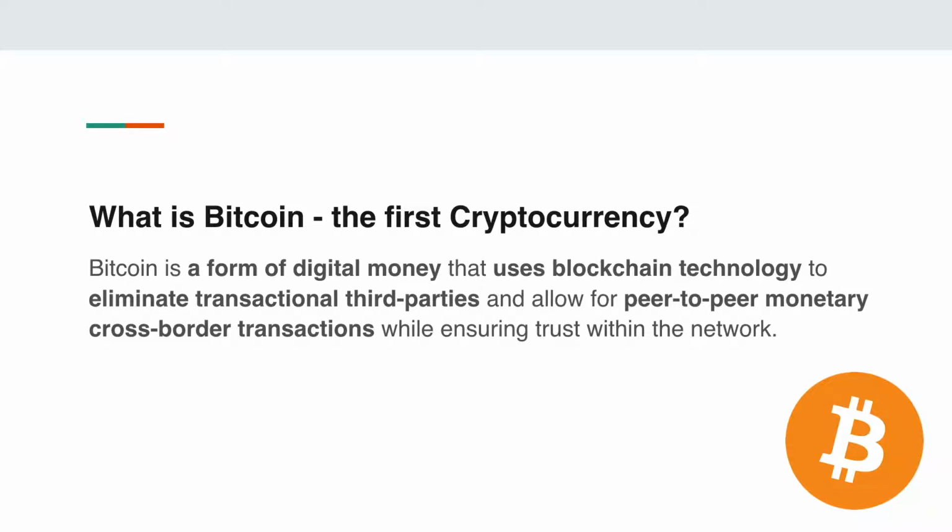Bitcoin is a form of digital money that uses blockchain technology to eliminate transactional third parties and allow for peer-to-peer monetary cross-border transactions while ensuring trust within the network. Let me break this down into 3 main points. First, Bitcoin is a digital currency. 2, Bitcoin is not blockchain. However, Bitcoin uses blockchain technology to facilitate transactions. And 3, Bitcoin allows for peer-to-peer transactions as it eliminates financial intermediaries from monetary transactions. Therefore, our beloved Alexa and Bill can transact directly, whether locally or internationally, without going through long chains of banks, but through Bitcoins.